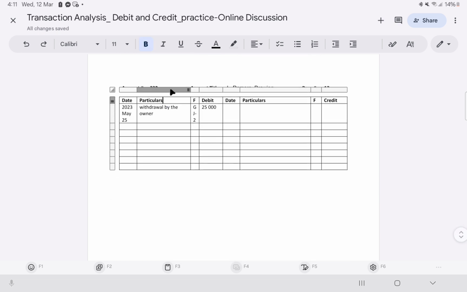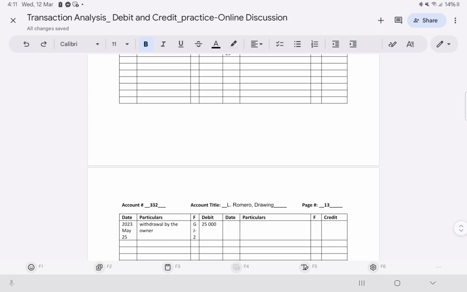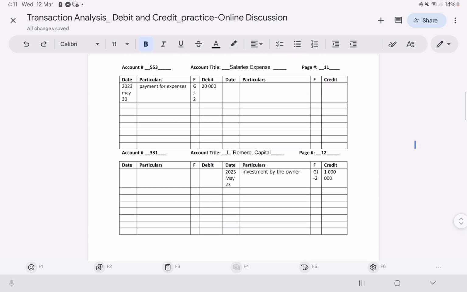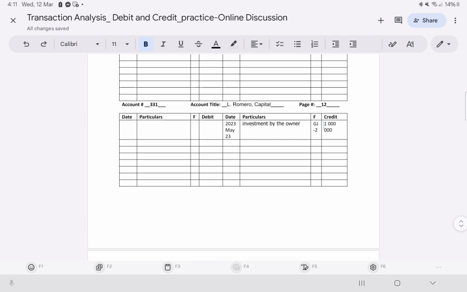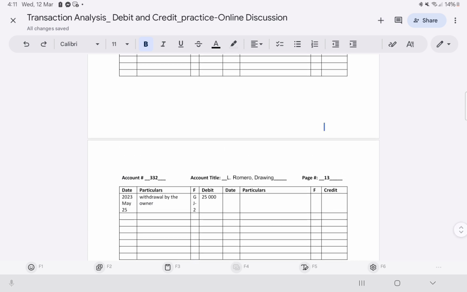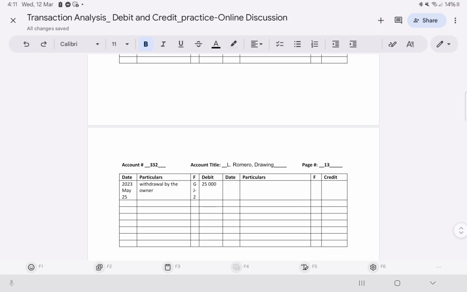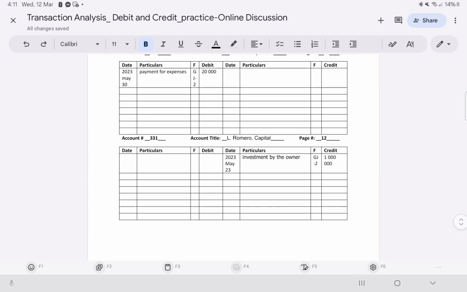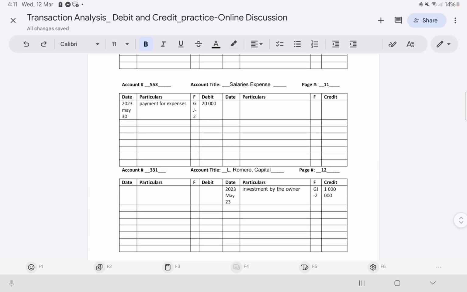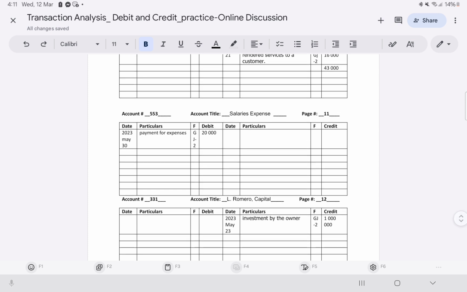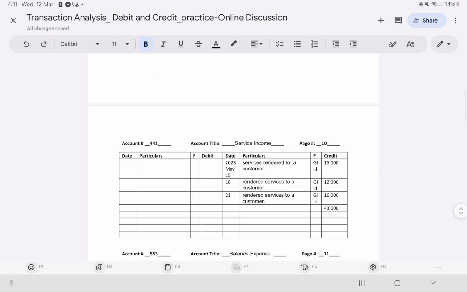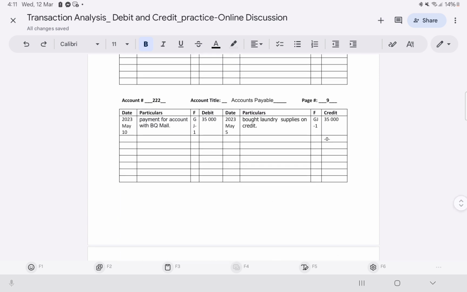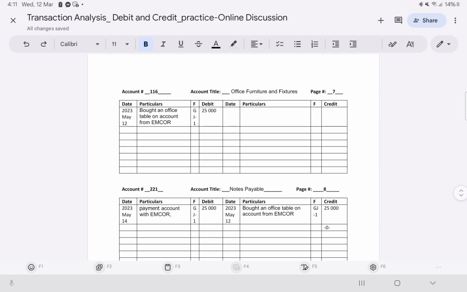So if there are some questions, you will just comment in this comment section below. No, if you're going to check the different entries, so these are the entries, no. Okay, these are the general ledgers together with the accounting titles where you're gonna input all the transactions from general journal.